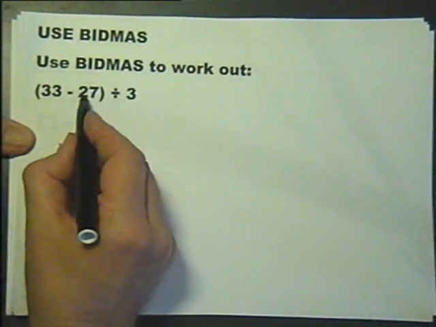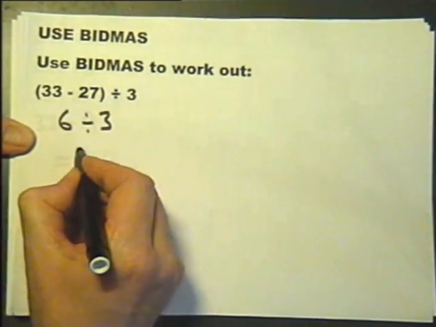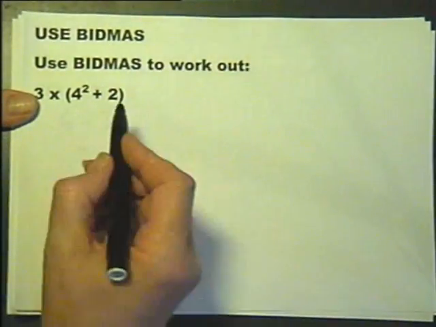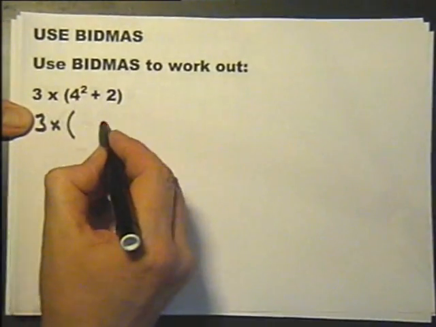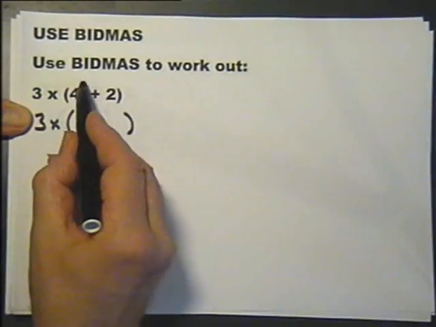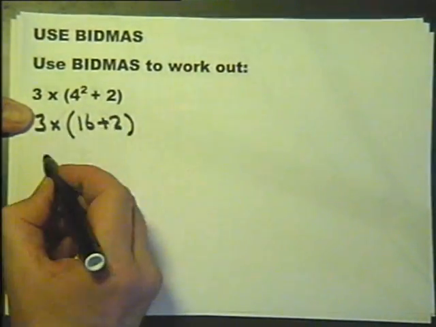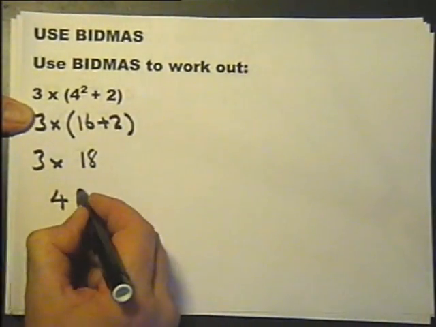Brackets first, so let's do that bit first. So that will give us 6 divided by the 3, which will give us 2. Now do the bracket first. Now in fact these two could be swapped round, because really before you do the bracket you've got to work out that indice of 4 squared is 16. Now we can do the bracket, that's 18, and then 3 eighteens.